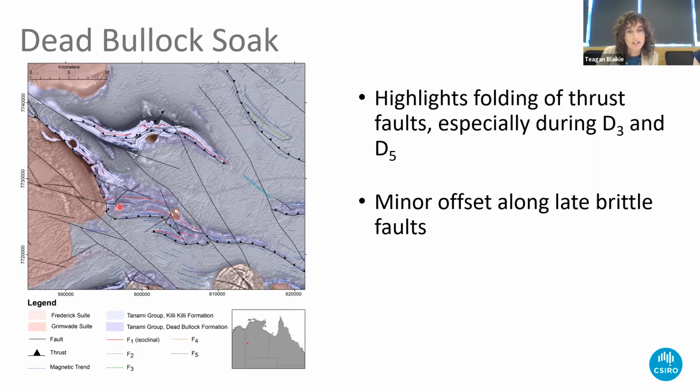But you can see these thrusts and fold hinges being refolded not only during D3, so associated with the north-northwest striking folding, but also you can see their more prominent folding during later deformation and the generation of these northeast striking F5 folds. And characteristic of much of the area within the Tanami and northwest Aileron, you can see relatively abundant minor offset along late brittle faults. So just small amounts of displacement along later fault generations.